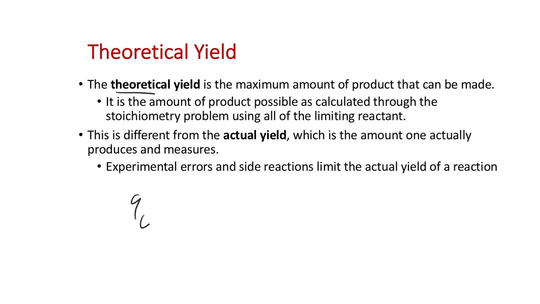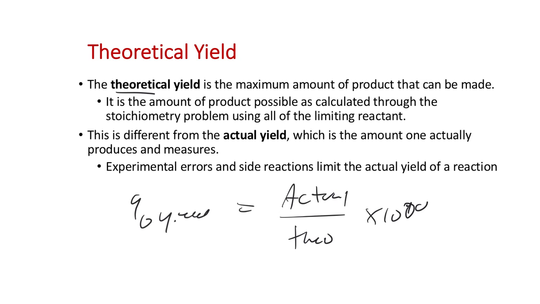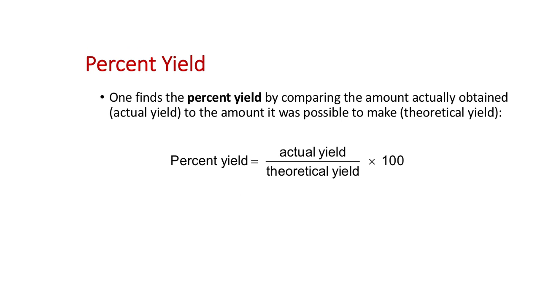And so our percent yield, of course, is just our actual yield divided by the theoretical yield times 100%. So however much you actually get, divided by the theoretical yield. Let me just look at this. Yeah, so that's on this slide here. So our percent yield is just actual divided by the theoretical yield. Sometimes you can think of this as just your maximum yield.